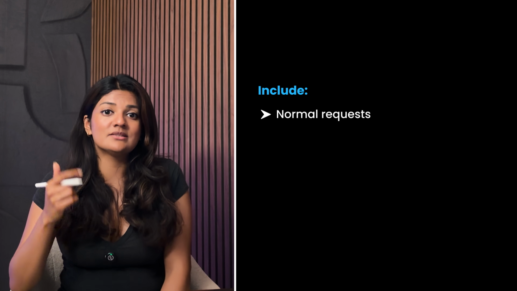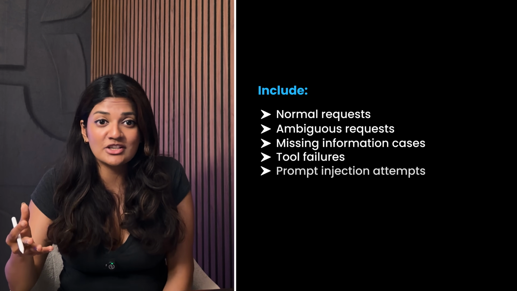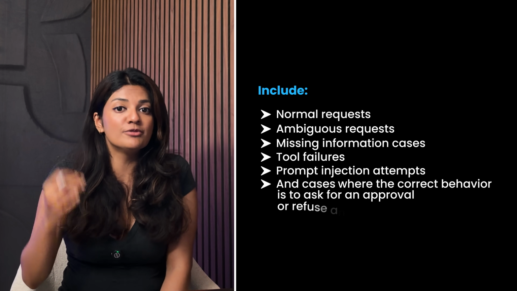Include normal requests, ambiguous requests, missing information cases, tool failures, prompt injection attempts, and cases where the correct behavior is to ask for an approval or refuse an action. Now, for safety, look at open projects like NeMo Guardrails, Guardrails AI, PromptFoo's red teaming workflows, and OpenGuard models where their licenses fit your use case. But do not confuse a guardrail library with a security strategy. Your real controls are permission scoping, sandboxing, input validation, output validation, secret isolation, auditing your logs, and human approval.